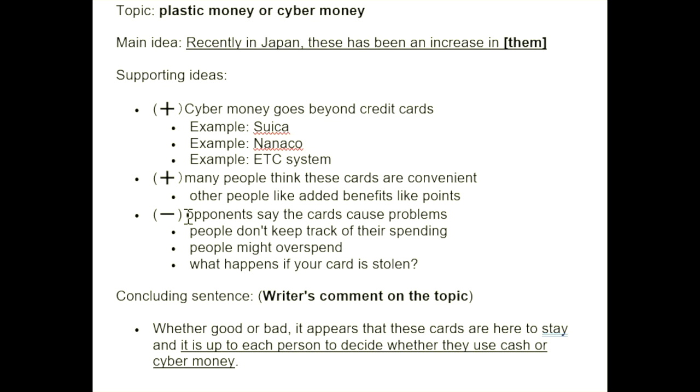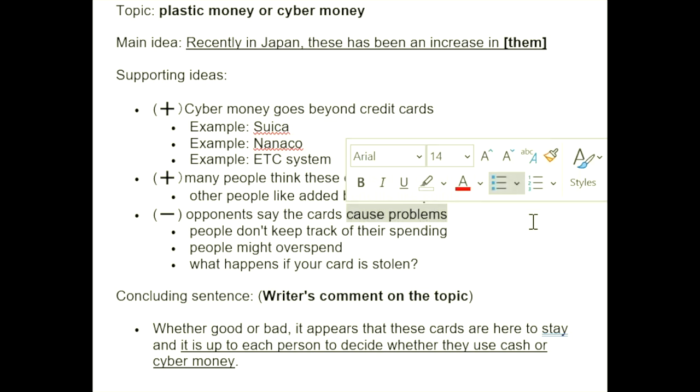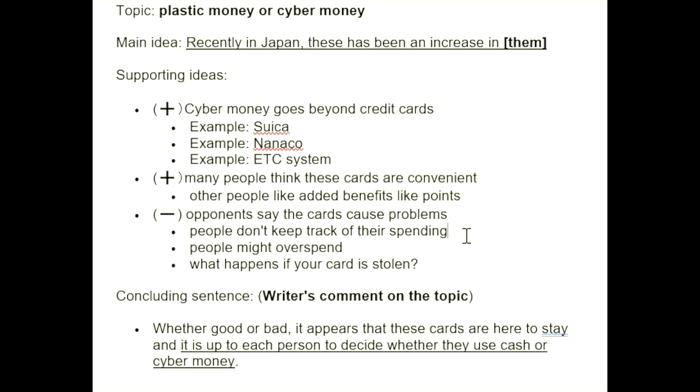Now, at the end of the paragraph, the author writes, opponents say the cards cause problems. So plastic money causes problems. And then the writer gives some examples of what kind of problems. For example, people don't keep track of spending, people might overspend, and they might have their cards stolen.